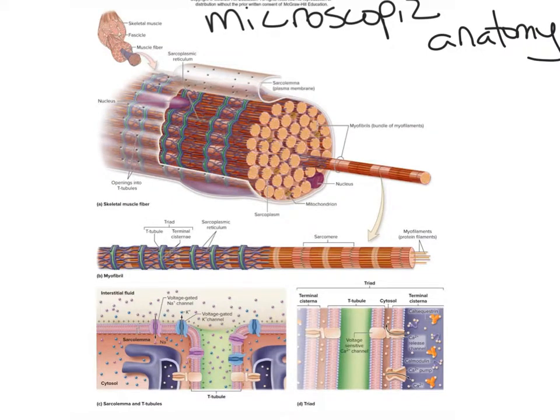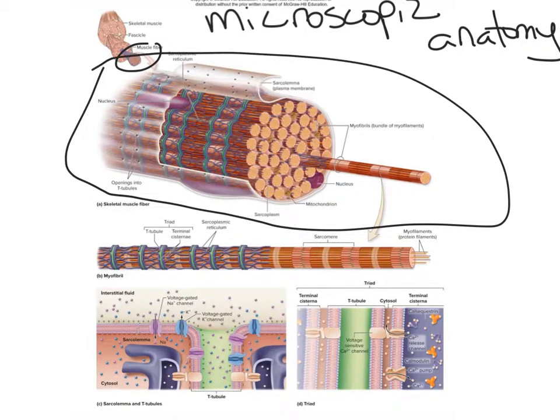Looking at the microscopic anatomy, you take one of these muscle fibers and you enlarge it. So this is one muscle fiber, which again is a muscle cell. The muscle fiber itself is made up of bundles of myofibrils. That myofibril will extend the entire length of the muscle fiber, and the myofibril is made up of bundles of contractile proteins called myofilaments.